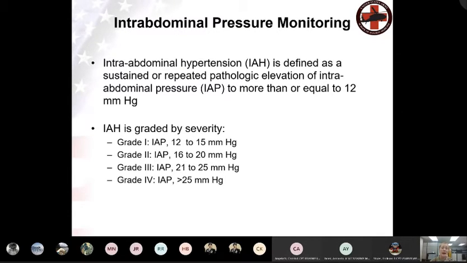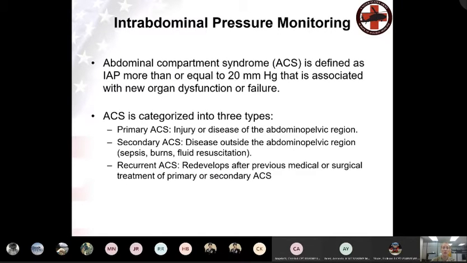So our belly doesn't have a whole lot of pressure to begin with, and as it begins to increase, we start seeing significant changes. Intra-abdominal hypertension is graded based off of different pressure levels. Anything over 12, we're starting to see some changes. If that gets significantly higher, we can start having a conversation about abdominal compartment syndrome, which reflects a pressure of more than or equal to 20 millimeters of mercury that is also associated with organ dysfunction.